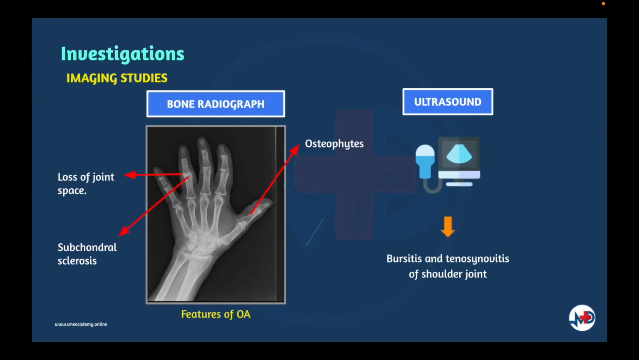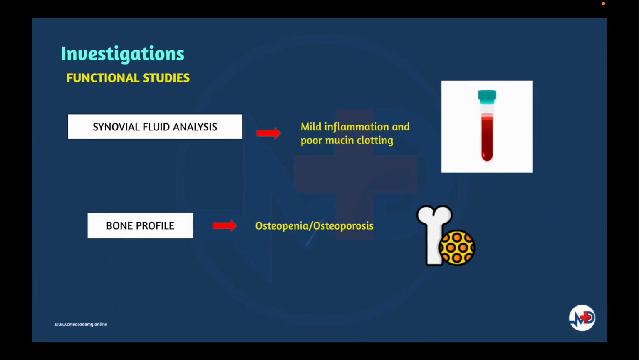For imaging studies, bone radiographs show evidence of osteoarthritis, while ultrasound shows shoulder abnormalities such as bursitis and tenosynovitis of the long head of the biceps tendon. For functional studies, synovial fluid analysis shows synovitis with mild inflammation and poor mucin clotting. Next, bone profile shows osteopenia or osteoporosis.